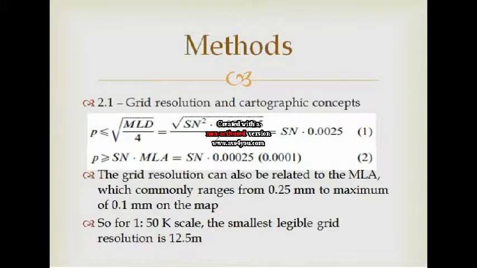For example, the MLD, such as 25 centimeters squared, can be estimated based on the scale number, SN, where P is the grid or pixel size and MLD is the minimum legible delineation area on the ground in meters squared. This means that for a 1 to 50K scale, the MLD is 6.25 hectares and the suitable grid resolution is 125 meters, which seems fairly coarse.